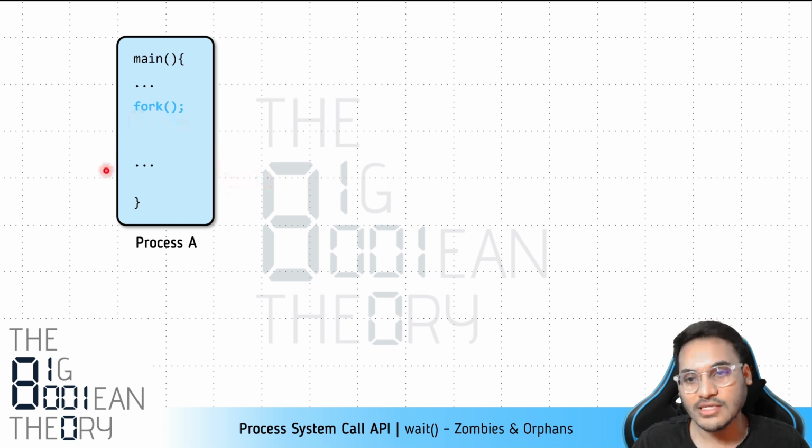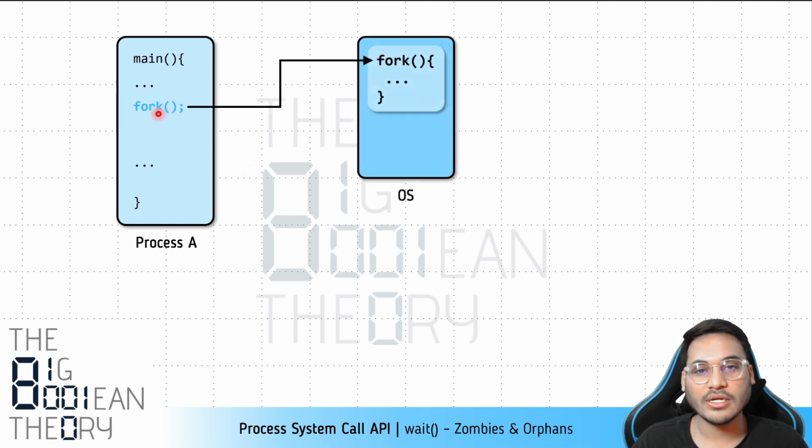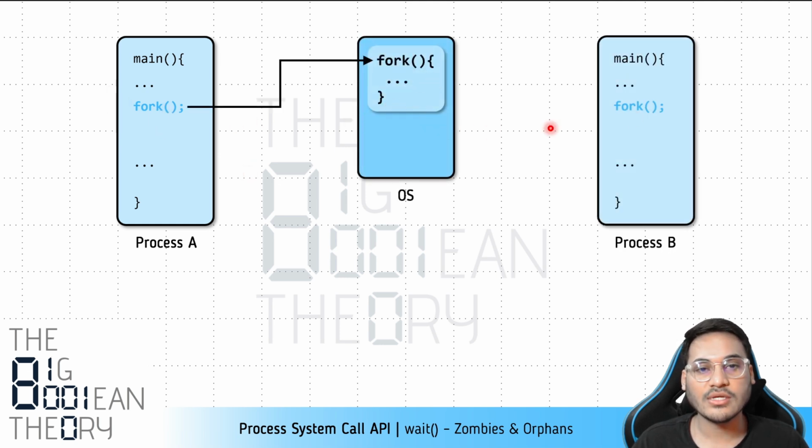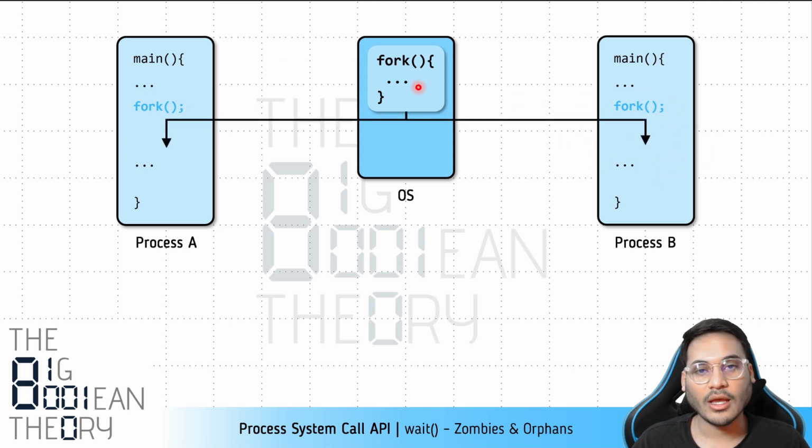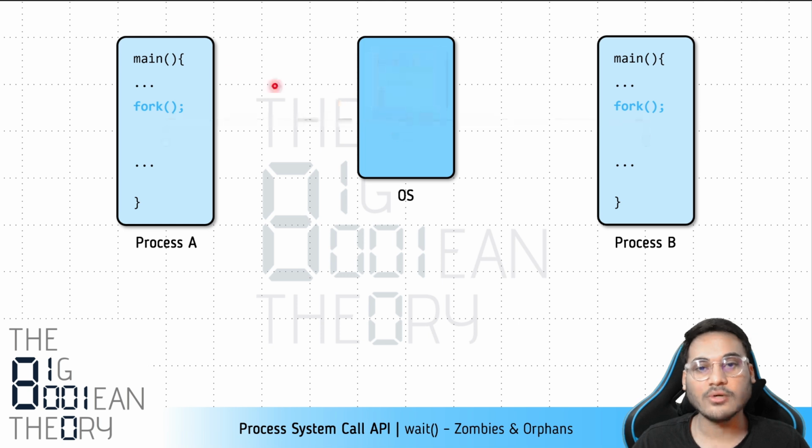So let's take the same example. This is process A and it creates a child process by invoking the fork system call. As you can see, once the fork system call is done, we have a new process, process B, which is a copy of process A. And when the fork system call returns, we now have two processes in the system. Process A is the parent of process B, whereas B is the child of process A. And let's take the case when process B exits before process A, the parent process, invokes wait. That is when it will become a zombie process.